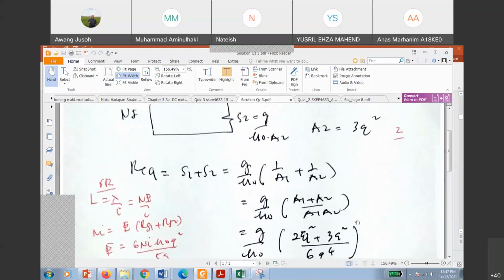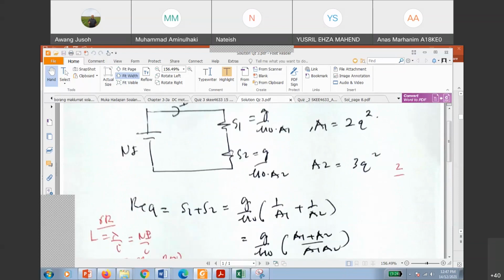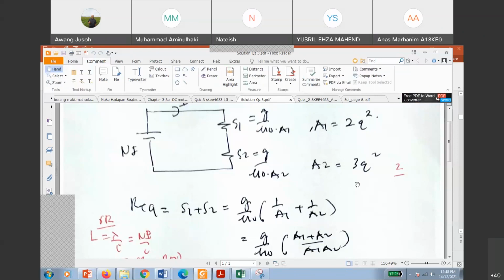But some of you just added A1 plus A2 directly, so it becomes 5Q squared. That is a different way of doing it. You cannot just add the cross sections A1 plus A2. Some of you made it like this, directly. Don't repeat the same mistake.